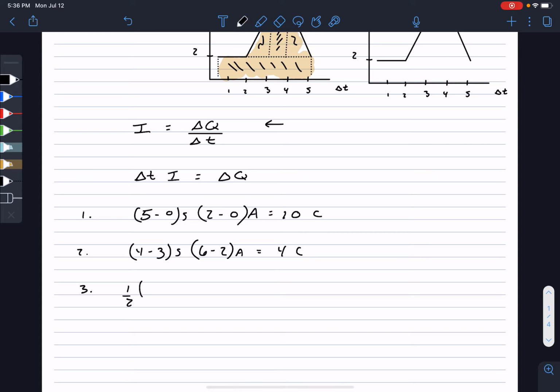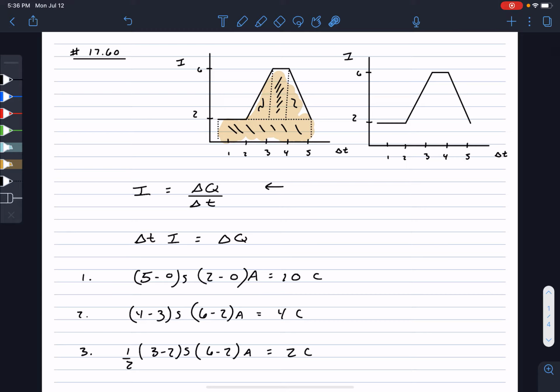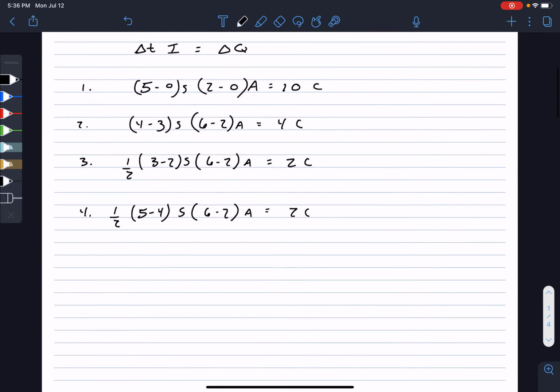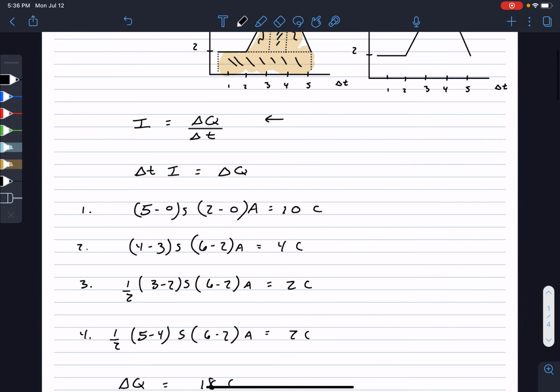We have 1/2 of 3 minus 2 seconds times 6 minus 2 amps. That's going to equal, what do we have? 4 times a half, so 2 coulombs. And then we have 5 minus 4 is another 1 second, and then 6 minus 2 is another 4 amps. So it's pretty much exactly the same on the other side. So we'll take 5 minus 4. It's going to give you 2 coulombs. So that gives you a total of 18 coulombs underneath the curve.